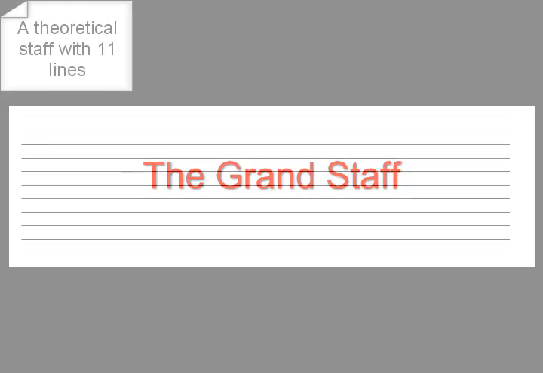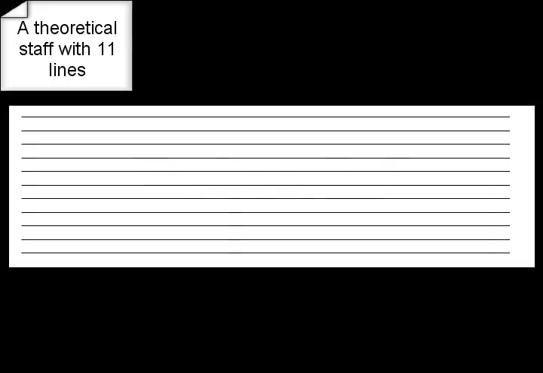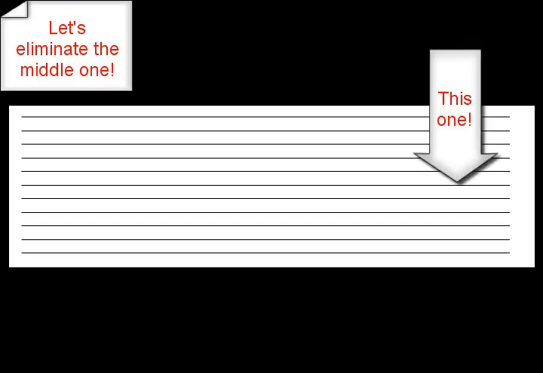The grand staff. Next, we will discuss the grand staff, a theoretical staff consisting of 11 lines. Now watch what happens when we eliminate the middle line. We end up with 2 irregular staffs.